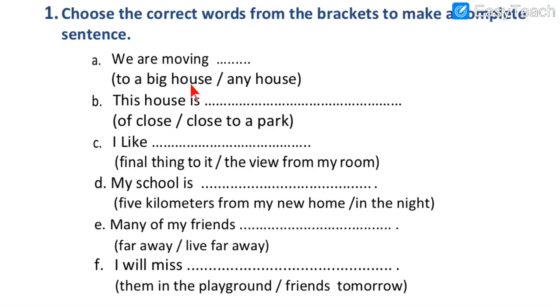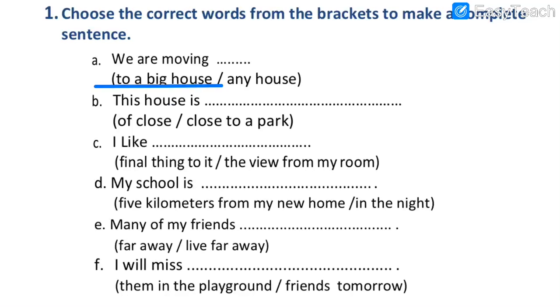We are moving to a big house, or we are moving any house. Which one do you think is correct? Is the first one correct or the second one? The correct answer over here is the first one. We are moving to a big house. That is the correct answer. You can just write the answer in your notebook.